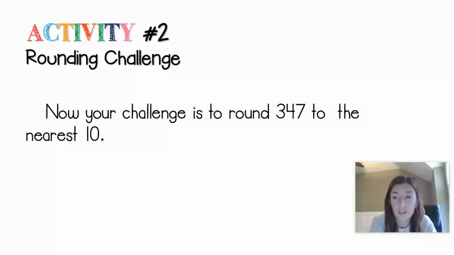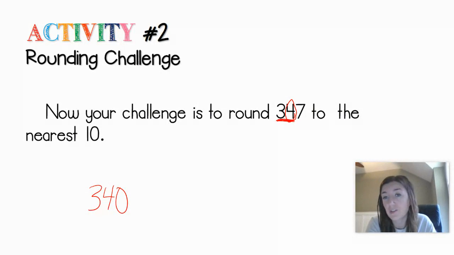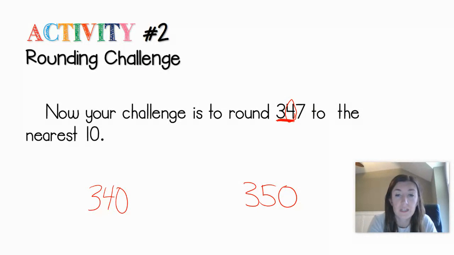All right, let's try a number like 347 and try to round that number to the nearest 10. So on your dry erase board, I want you to write the two benchmark or landmark numbers. So this number is between 340, so I look at the number in the tens place, that 4, and I keep the 3, so 340 and 350. Now, the midpoint, the number that's in the middle, would be 345. Make your board look like my screen.